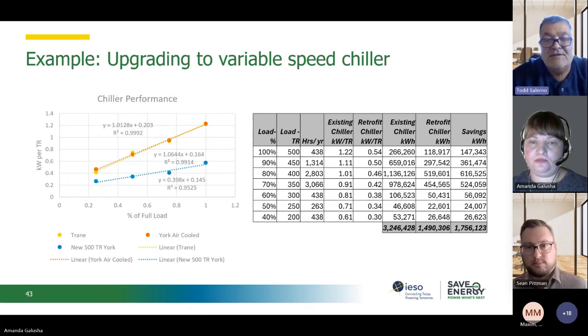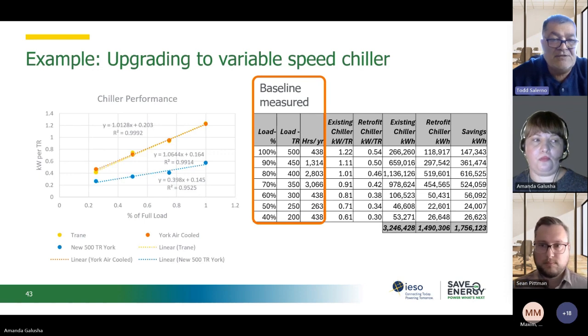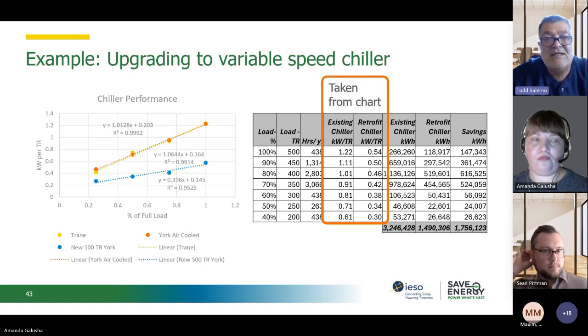Again, if you look at the table to the right, we established what the baseline load was. We established the load over the different hours of the year, so we estimated the hours for each percentage load. And then we were able to calculate, using the graph on the left, what the existing chiller kilowatts per ton of refrigeration would be, based on published data for the chiller.